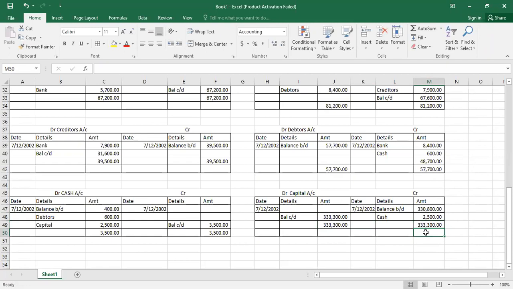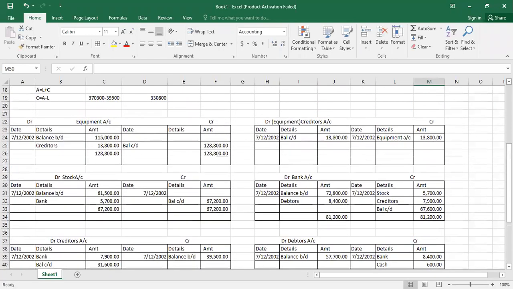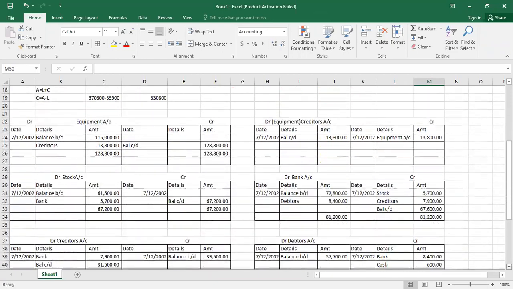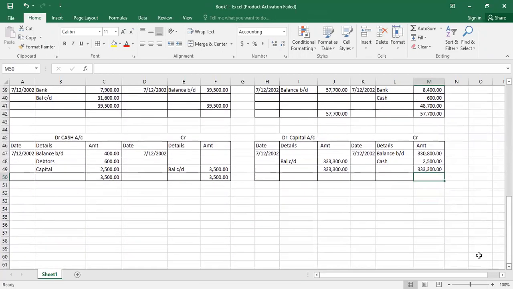Any question? Actually, that was not the question. The question of the examiner was we prepare a balance sheet. So we are not yet out of the woods. The question was prepare a balance sheet. Can you prepare the balance sheet down here? It's easier because we have the balances now.